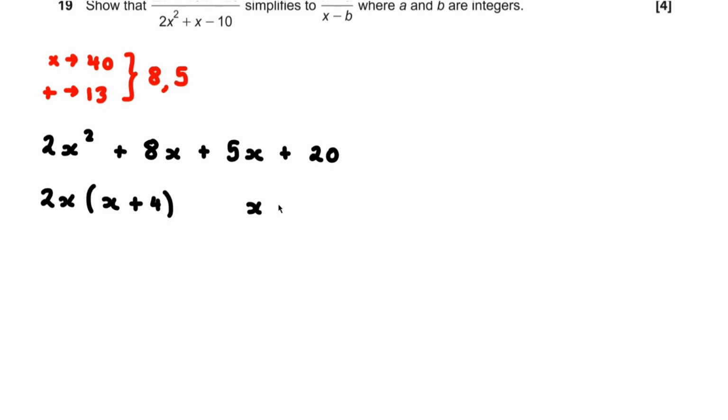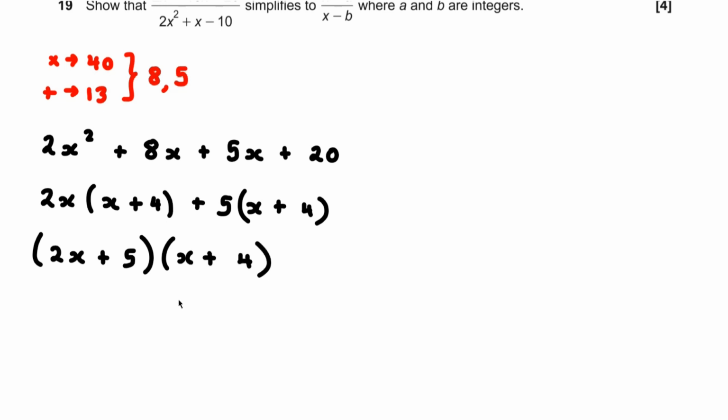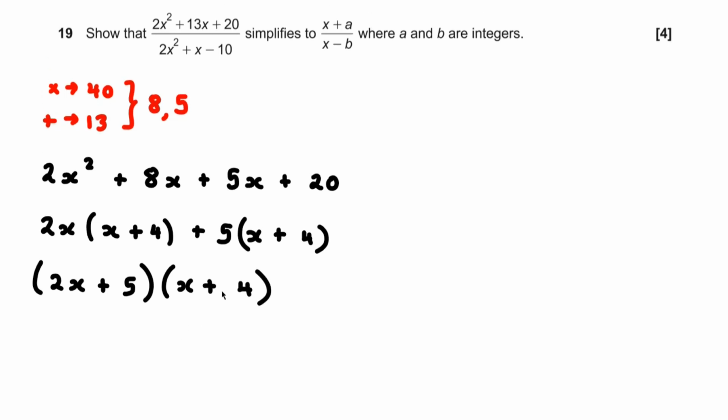Here I also want an x plus 4. X plus 4 multiplied by 5 gives 5x plus 20. And if I group the terms together, I end up with 2x plus 5 multiplied by x plus 4. So that's my numerator.